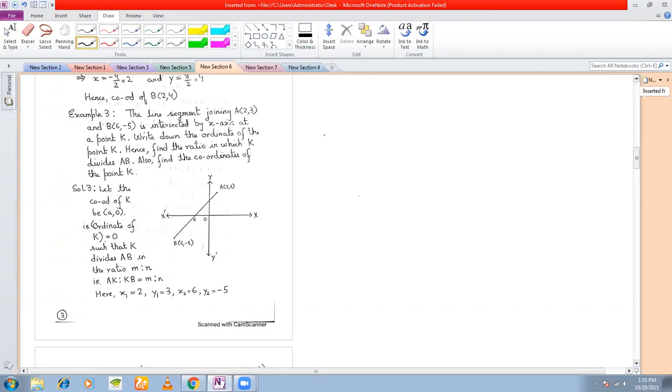Now remember, ordinate does not mean exactly y-axis. Ordinate exactly means the y coordinate of a point. Okay. So now once we know this problem, let us draw a rough figure of this.